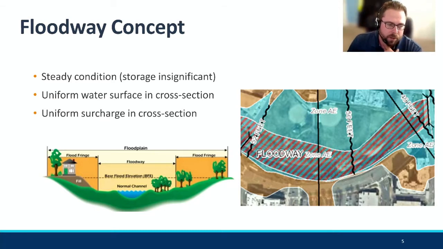A big one, for example, is that the one-dimensional model assumes a uniform water surface elevation across the stream, whereas in a two-dimensional model you might have the right bank with a higher water surface than the left bank, or if there's an obstruction, you'll see a surge of water getting around that obstruction. This really complicates things when we're trying to develop a floodway that's defensible.